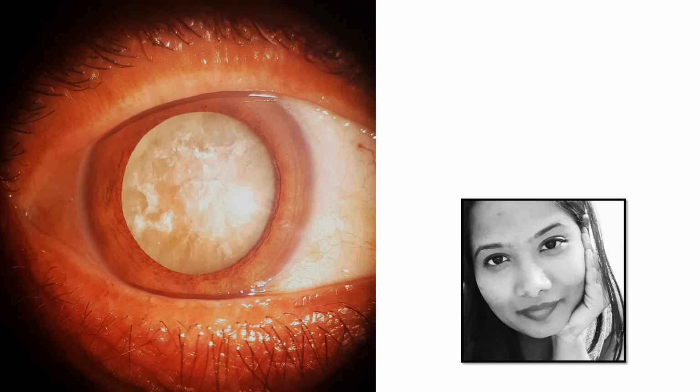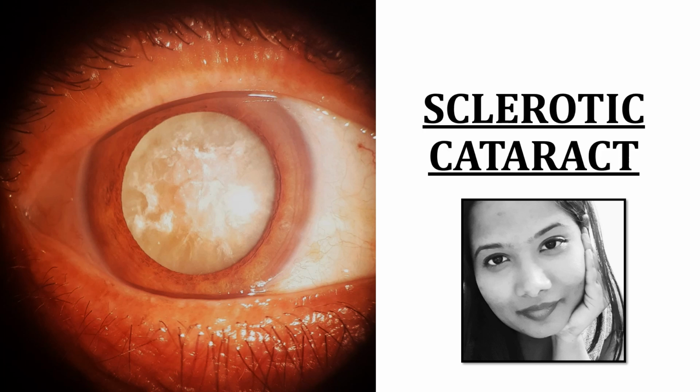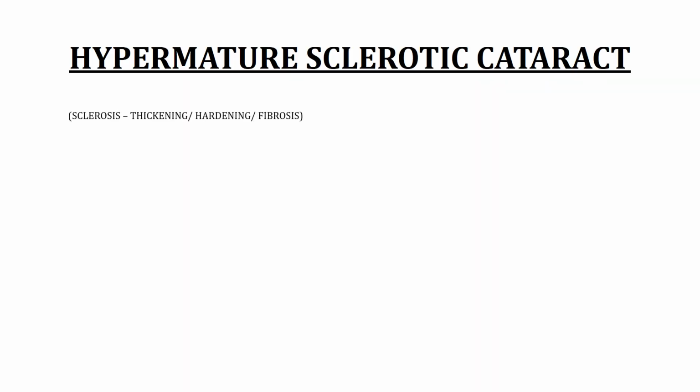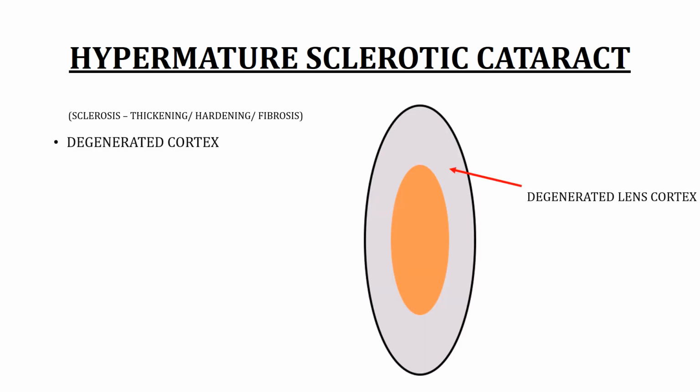So in our last video, we talked about hypermature Morgagnian cataract, and in this video, we will be talking about the second type of hypermature cataract, which is known as sclerotic cataract. Sclerosis in medical terms means thickening, hardening, or fibrosis of a structure. In the context of cataract formation, a hypermature sclerotic cataract refers to a lens where the cortex has undergone degeneration.